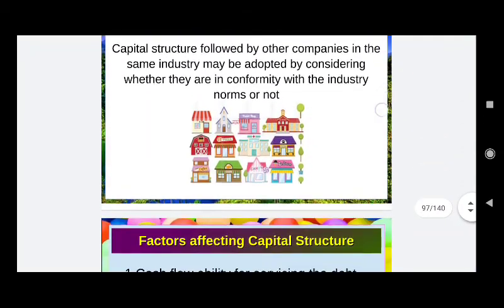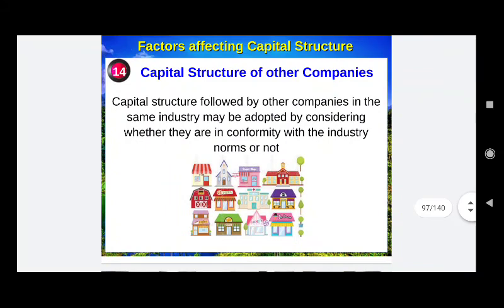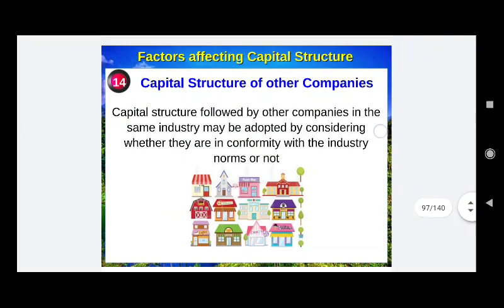Then the last point says the capital structure of other companies will also be fruitful if you look at them and see what capital structure they are following. That must also be followed in our own business. It will bring consistency and comparison for other activities.